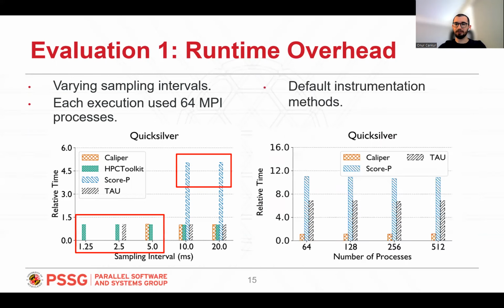And the next result shows the runtime overhead when we use default instrumentation methods. Again, we see the results for Quicksilver, and on the x-axis, this time we have number of processes instead of sampling interval. Here we see a similar pattern. Scorpio causes more overhead, and then TAU, and then Caliper. And this is related to their default instrumentation methods.